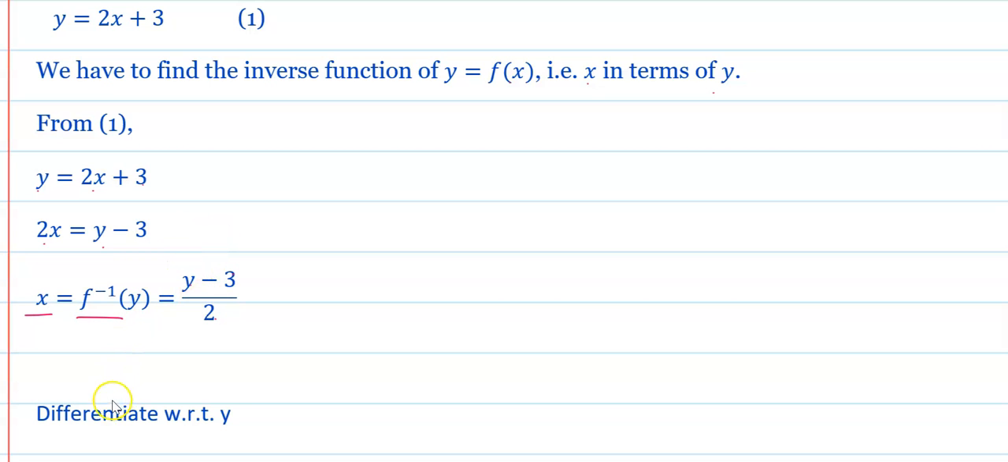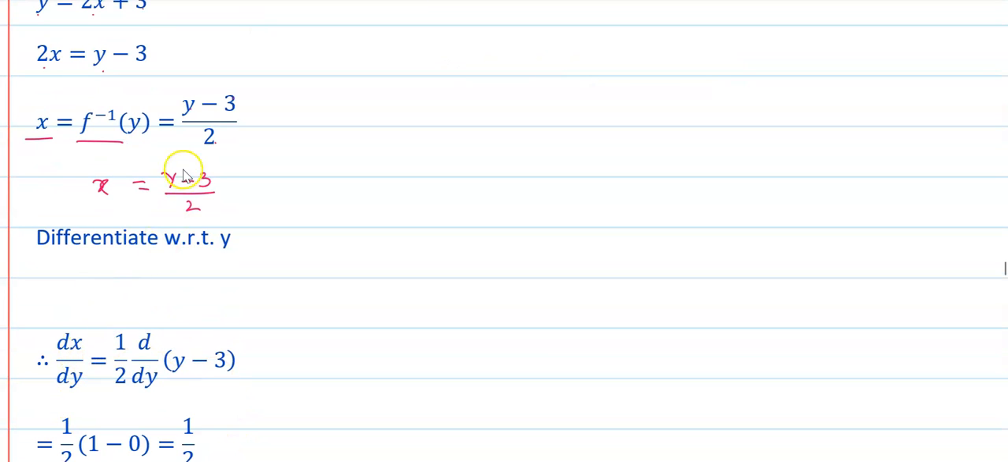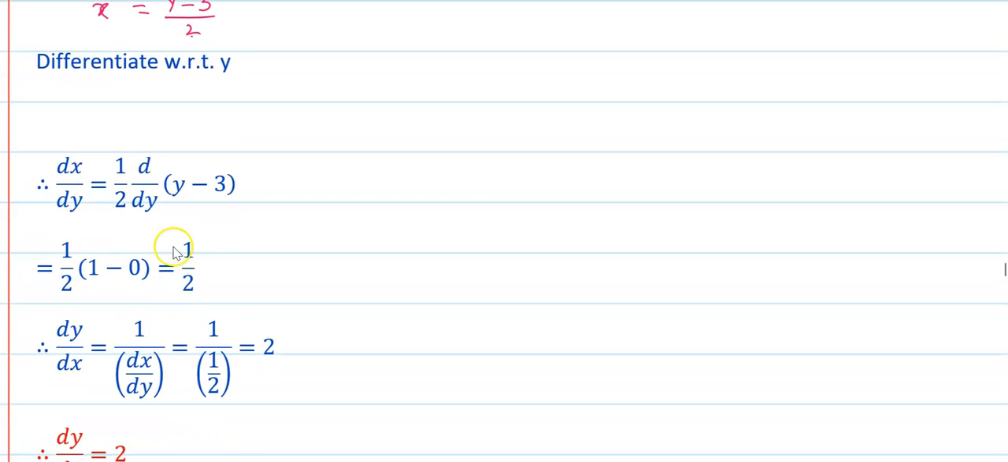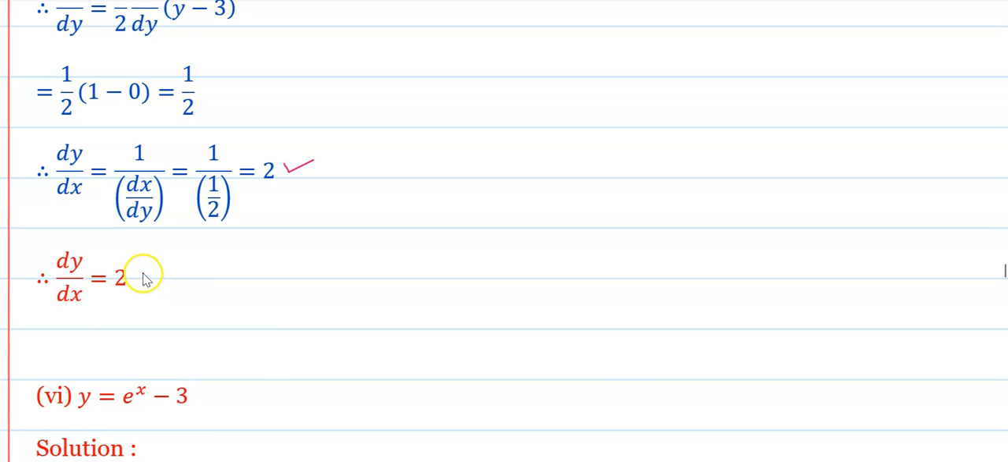Okay. Next, differentiate this. X is equal to y minus 3 upon 2 with respect to y. Therefore dx upon dy is equal to 1 upon 2 here, d/dy of y minus 3. Derivative of y is 1, 3 is 0, and hence 1 upon 2 into 1, it is 1 upon 2. Therefore, again, by the definition of the inverse function, dy by dx is equal to 1 upon dx upon dy. The value of dx upon dy is 1 upon 2. 1 upon 1 upon 2, if you multiply by the reciprocal, you will get 2. And hence, dy by dx is equal to 2.